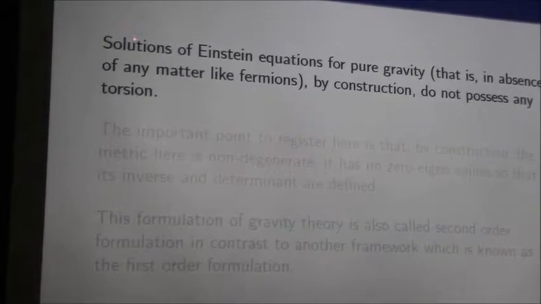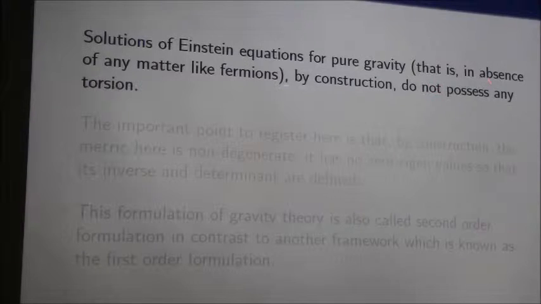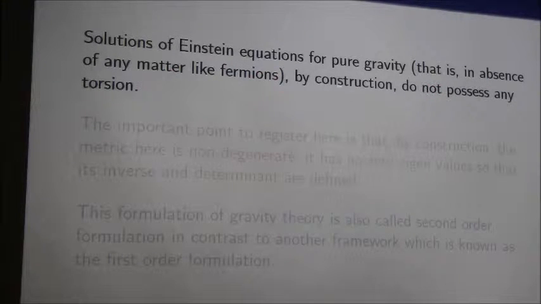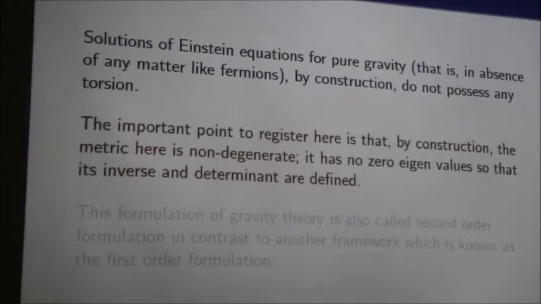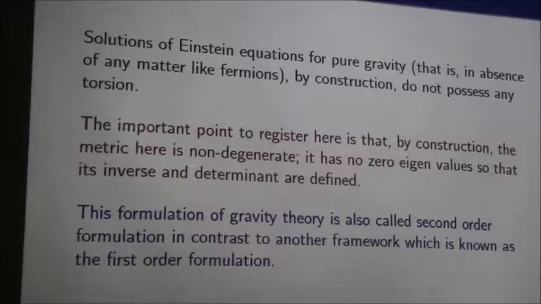But an important point to register is that solutions of the Einstein equation, that is in the absence of any matter like fermions, by construction do not possess any torsion. Another important point is that by construction the metric here is non-degenerate, it has no zero eigenvalues, so that its inverse and determinant are defined. This formulation of gravity is also called the second order formulation, in contrast to the formulation that I'll describe to you, which is called the first order formulation.